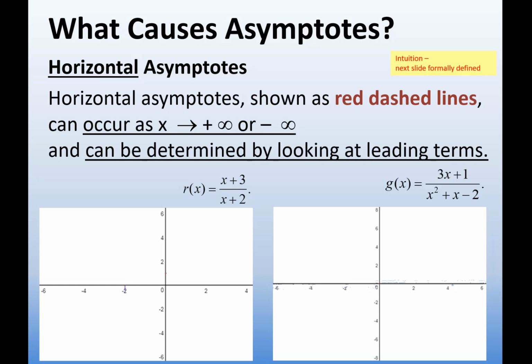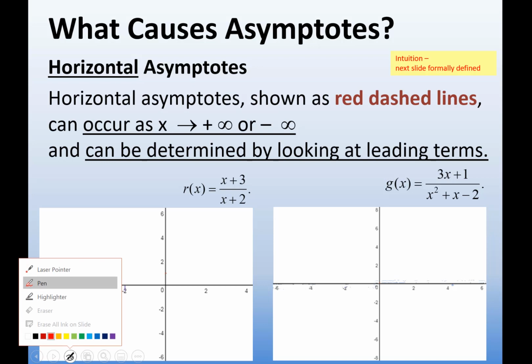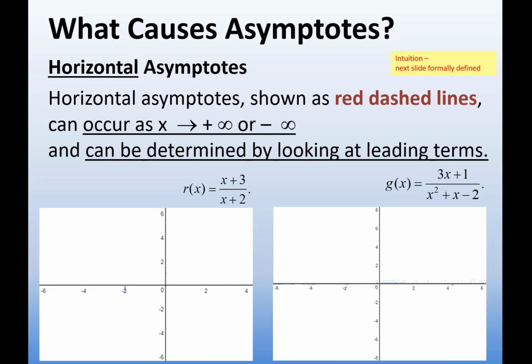What causes horizontal asymptotes? We're going to look at both vertical and horizontal, but we're going to start here by looking at the horizontal asymptote. Horizontal asymptotes occur at the end behavior. The end behavior has to do with the x's. The x's are going out to positive and negative infinity.